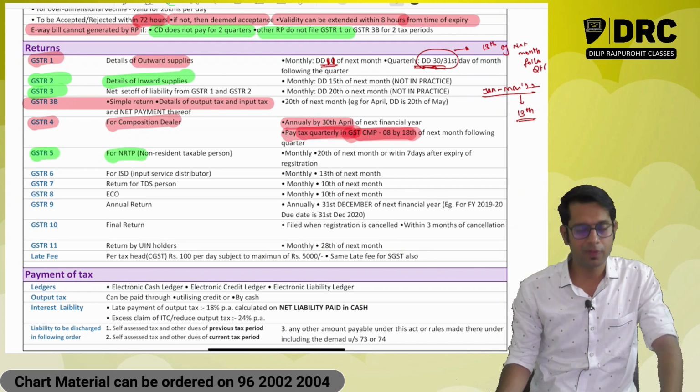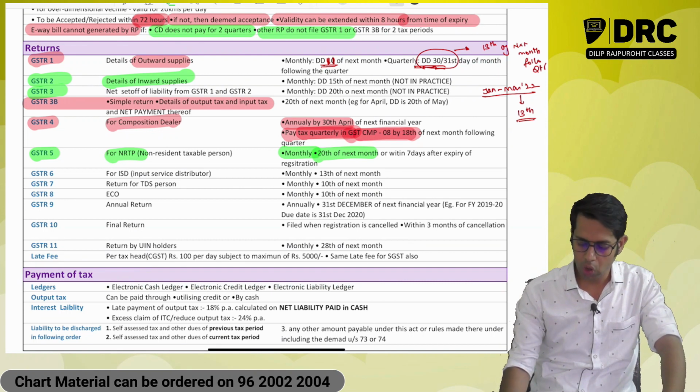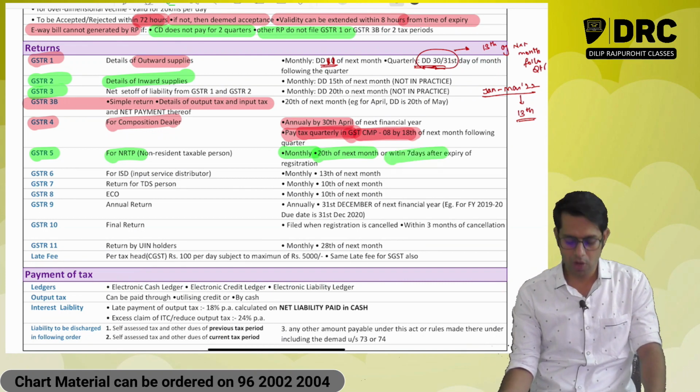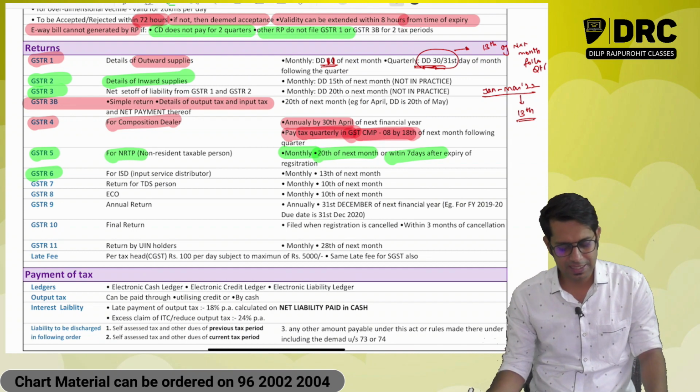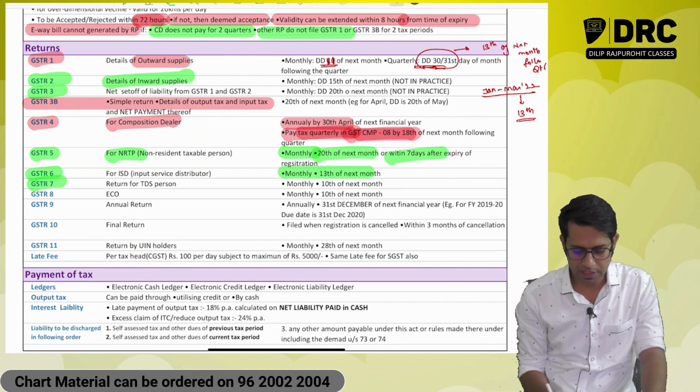GSTR 5 is a return required to be filed by a non-resident taxable person. What is the due date? It is required to be filed on a monthly basis by 20th of next month or within 7 days from the date of expiry of his registration. GSTR 6 is a return which is required to be filed by an input service distributor. 13th of next month is the due date, to be filed on a monthly basis.